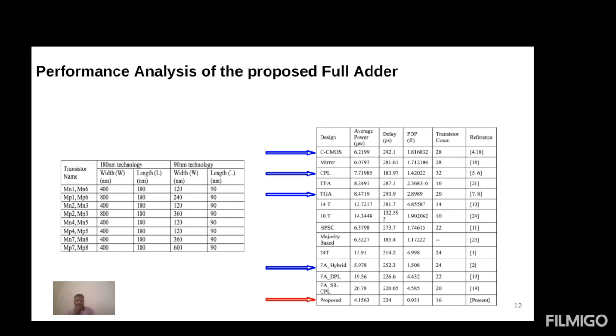In the left side table, we are reviewing two process technologies, 180 nanometer and 90 nanometer, and the transistors are sized using the minimum length. The minimum length in 180 nanometer technology is 180 nanometer, and in 90 nanometer technology it is 90 nanometer, so every transistor's length is the same, and the widths are varied according to our design requirements. In the 180 nanometer technology, the highest size is for MP2 and MP3, at 800 nanometer, and for 90 nanometer technology the highest size is for MP7 and MP8, at 600 nanometer.